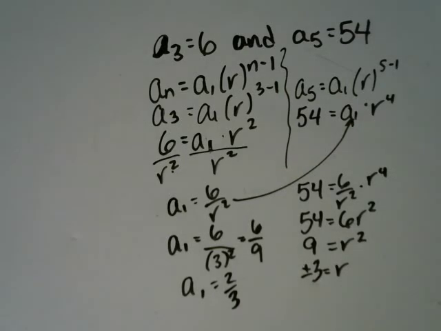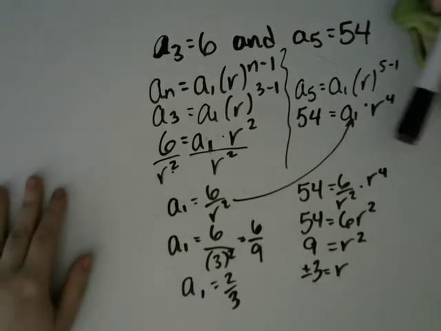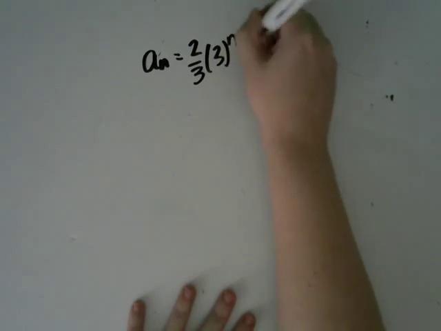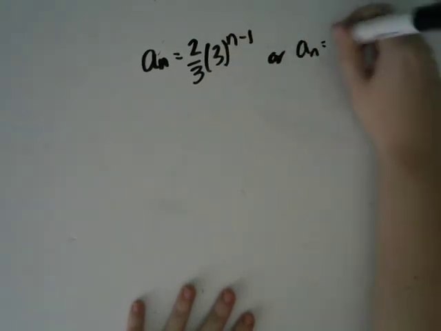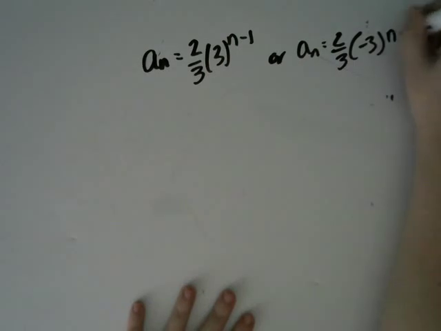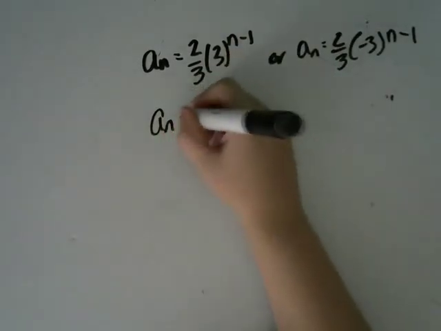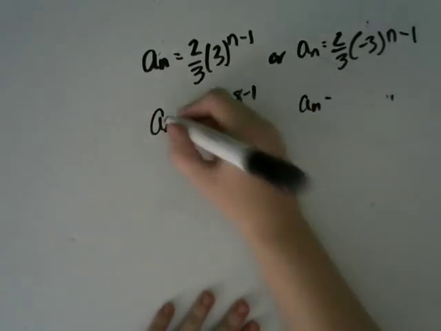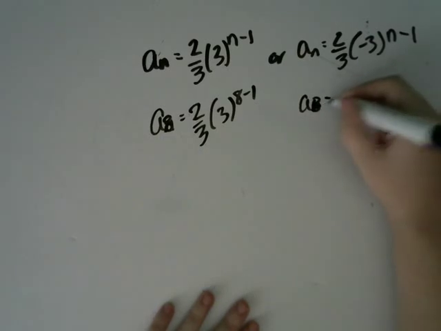Let's use this information to write the explicit formula for the nth term, and then to find the 8th term of this geometric sequence. So we actually have two options for an equation. Keep that in mind. We have a_n equals 2/3 times 3 to the n minus 1, or a_n equals 2/3 times negative 3 to the n minus 1. And since I'm trying to find the 8th term, we're going to do 8 minus 1 on both of them.